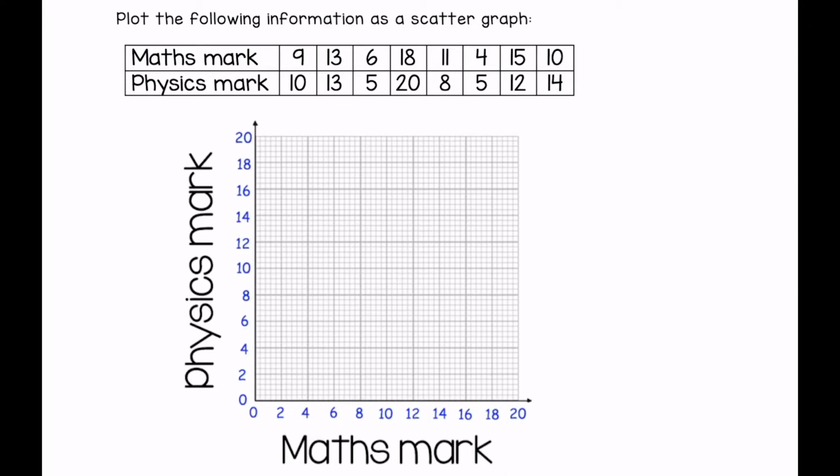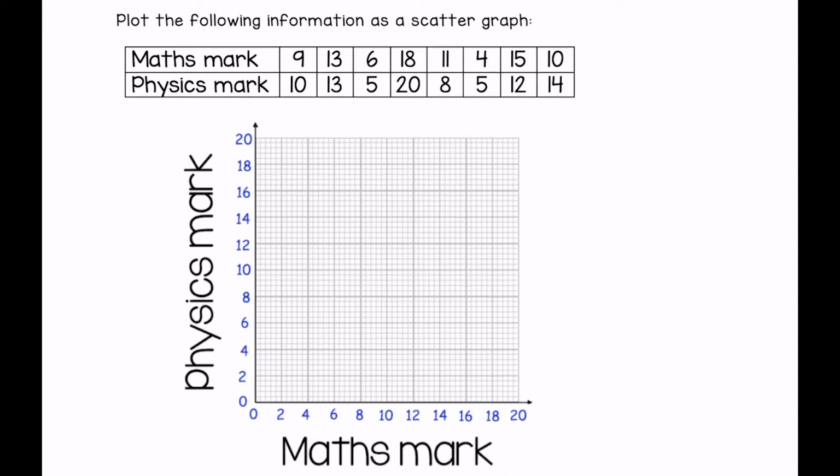So I have 9 and 10. 9 on the x-axis, 10 on the y, and I put my dots. Then I have 13 and 13, so 13 maths mark, 13 physics mark, and I'm going to put my dots. And I am going to finish all the dots quickly. I'm going to plot all the points as an x and a y. Alright, then what I like to do is count up my dots. Check, I have 8 dots, I have 8 pieces of information, so I've plotted all of my dots. So this is a representation of the relationship between the maths mark and the physics mark.